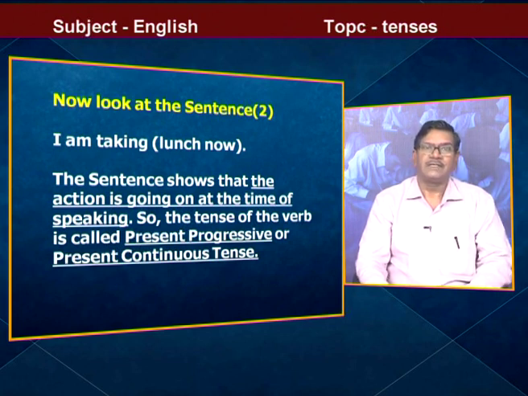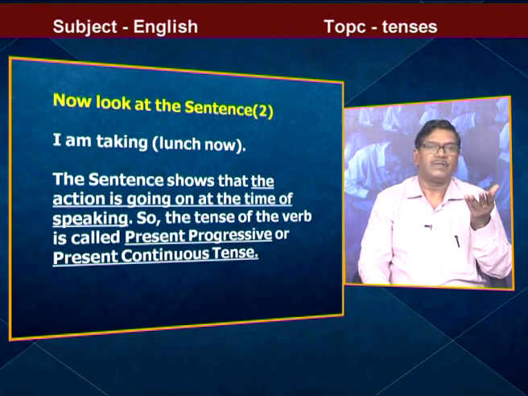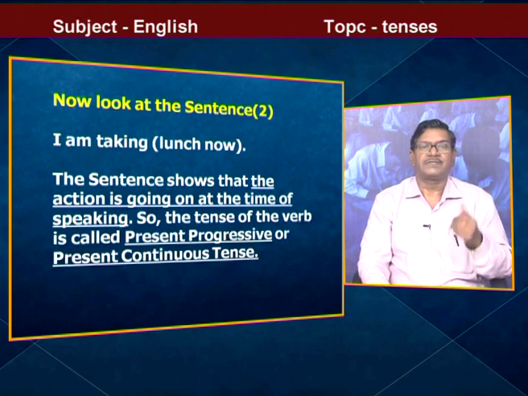So, that is the sentence in present continuous tense. Look at the third sentence, I have taken lunch just now. Here the sentence shows that the action has just completed or perfected. That is why the tense of the verb is called present perfect tense. The tense of the verb is said to be in present perfect tense.